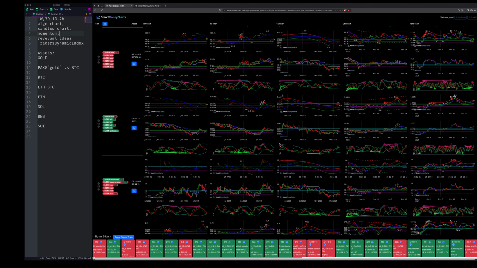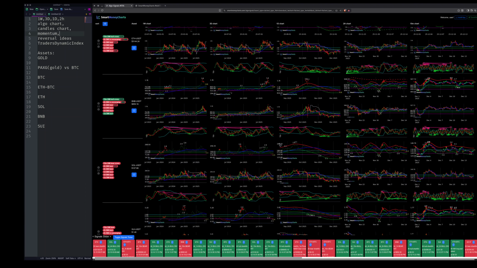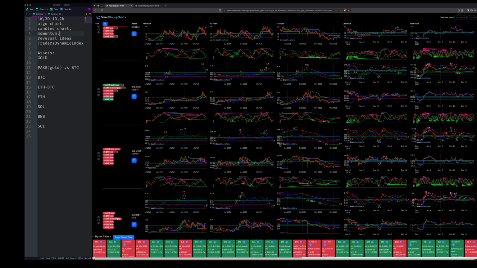All right, so let's take a look at some other cryptos. We can just compare them all together. I wanted to go over SUI, Solana, and BNB. So let's do that.